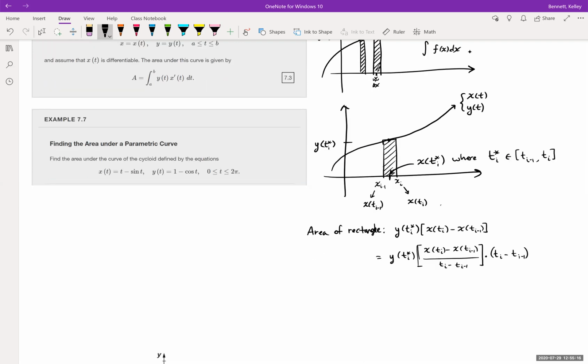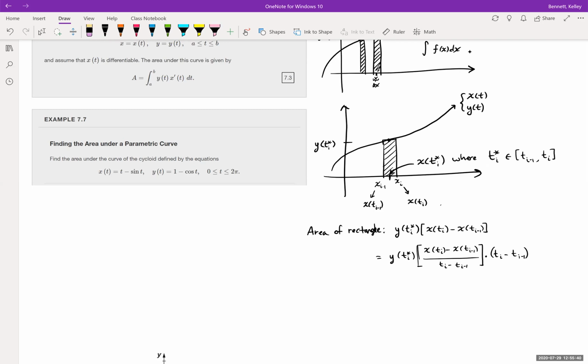And then notice in the brackets here, x of t sub i minus x of t sub i minus 1 over t sub i minus t sub i minus 1. When you see this, you should be thinking, oh, that looks like a difference quotient. Okay, wait, difference quotients become derivatives. That's the calculus brain in action.